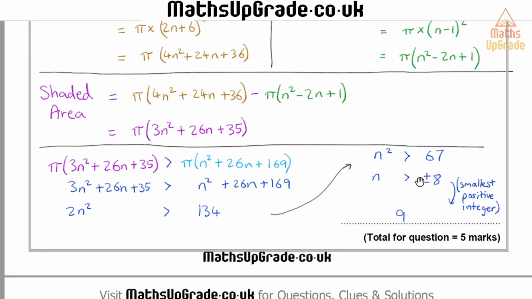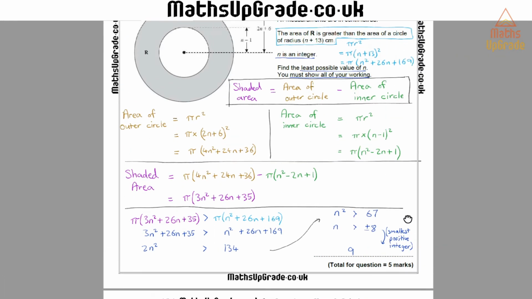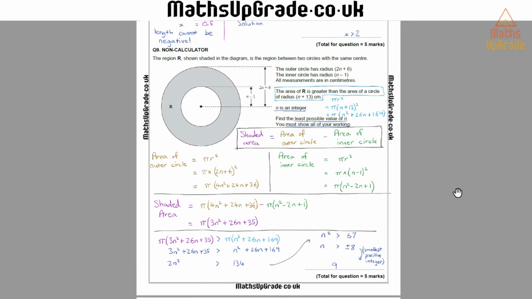Then if I just square root, well, I haven't got a calculator available for this question, but I know that the square root of 67 is going to be slightly greater than 8. So the smallest possible positive integer is therefore going to be 8. Right? So therefore n has got to be greater than 8, which is 9. So that question there was 5 marks for the whole question. If you're not sure on what I did with areas of circles, be sure to check out my clip on this channel on that topic.